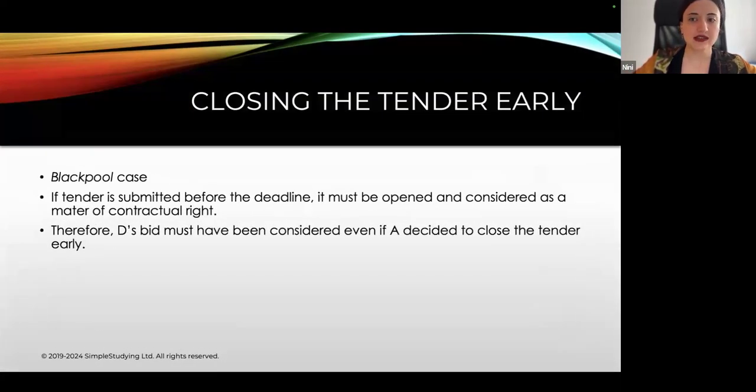Closing the tender early. In this case, A closed the tender early. The case is Blackpool. If a tender is submitted before the deadline, it must be opened and considered as a matter of contractual right. So according to Blackpool, they cannot just ignore all the offers after they accepted one. As long as the offer was submitted before the deadline, it must be considered. Therefore, D's bid must have been considered, even if A decided to close the tender early.